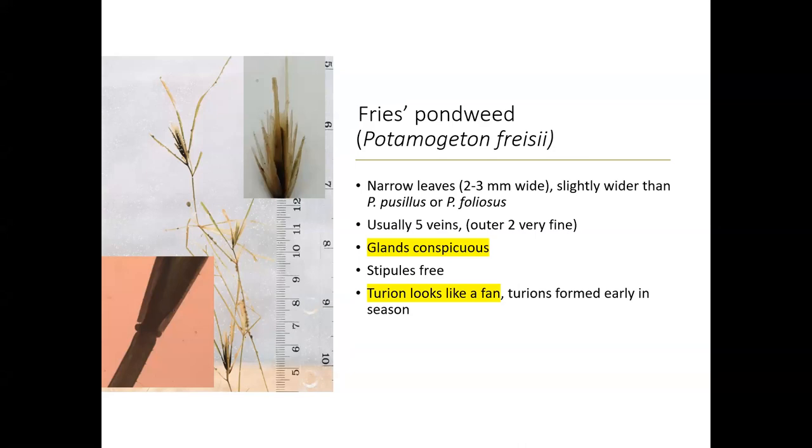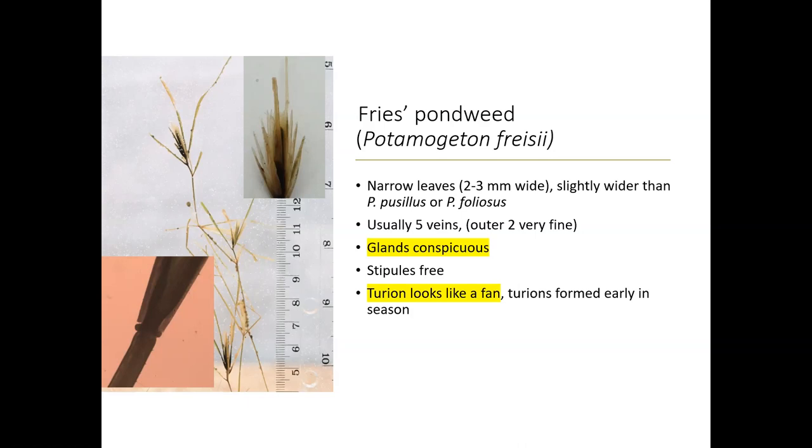Yes, Susan, I think you covered it well. The size difference, certainly flat stem having a larger turion than the fries. That fan shape is pretty obvious in fries, with that kind of white papery look to it. Another way to tell those two apart is that the fries pondweed has pretty obvious glands, and the flat stem does not have glands. So sometimes young flat stem isn't quite as robust as it is later in the season. So it's another characteristic you can look at to tell those two apart.